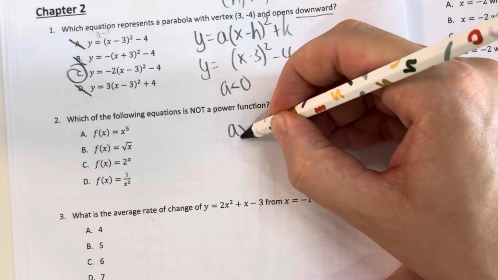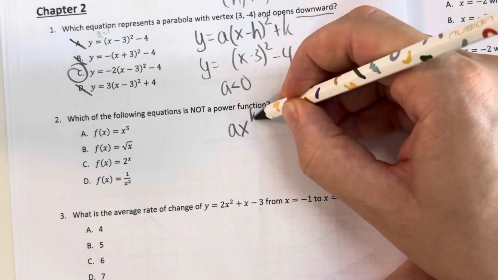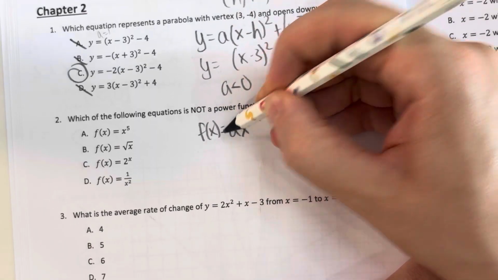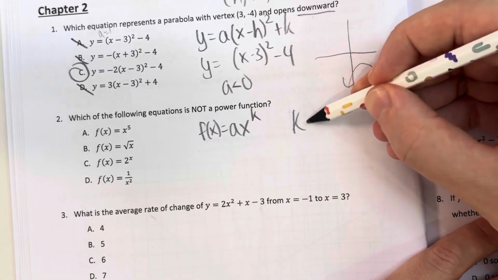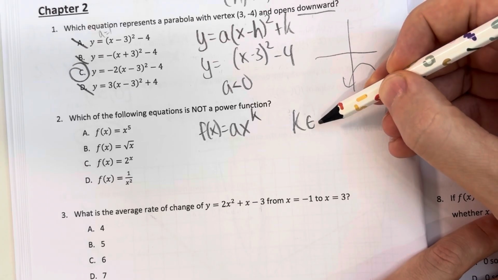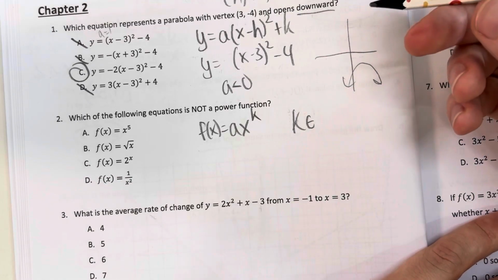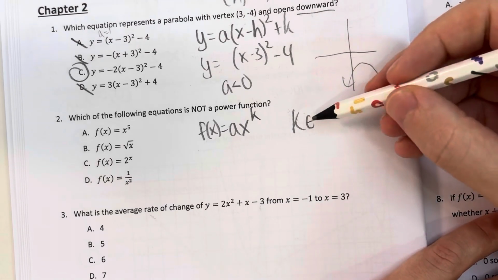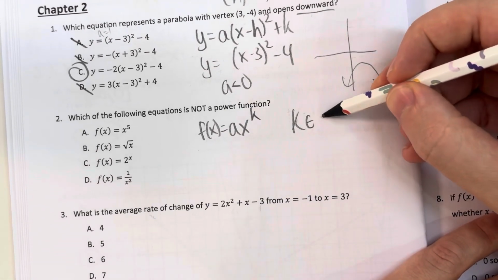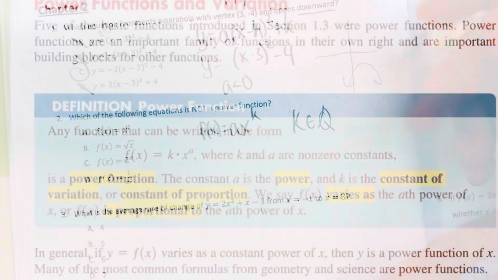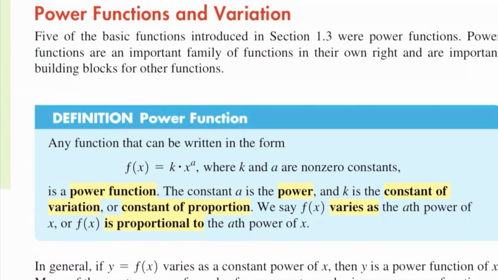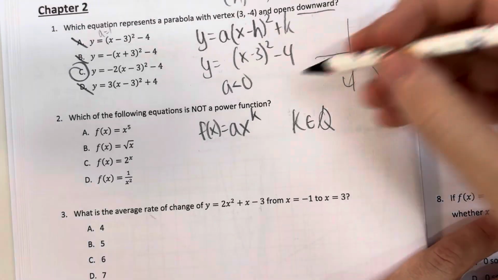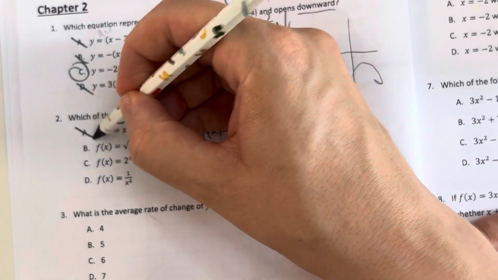Which of the following equations is not a power function? A power function has to be f(x) equals a x to the k, one term, and k can be anything, can it? Yeah, k can be anything. Well, it has to be a rational number, I suppose. Actually, the exponent can be anything except 0. Well, I think so.